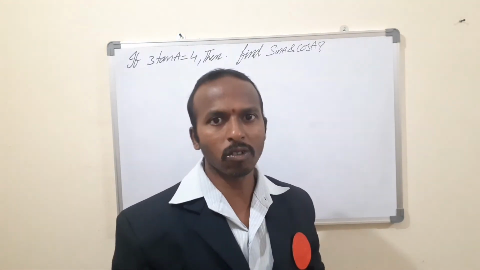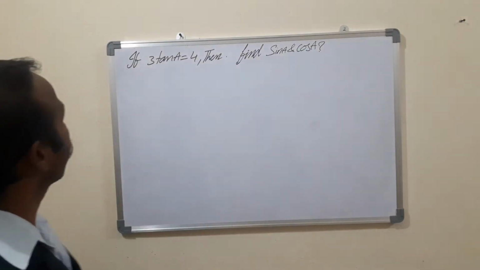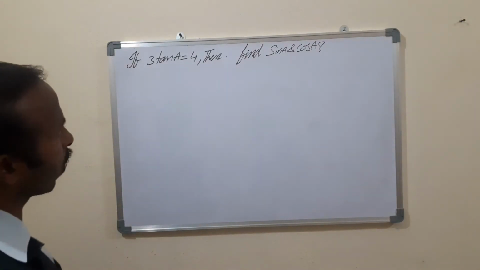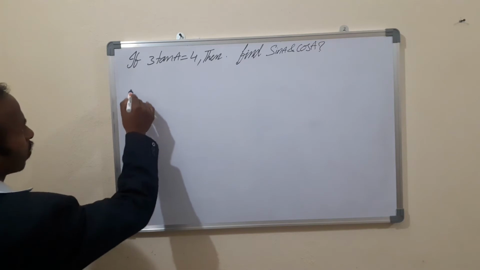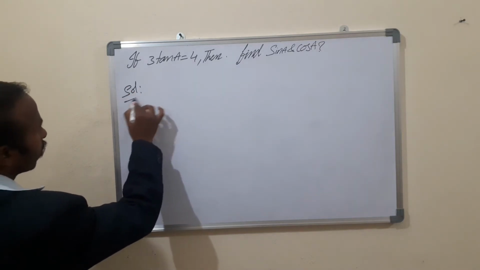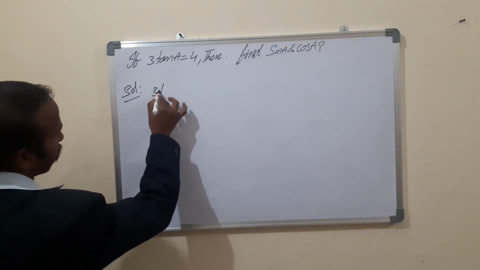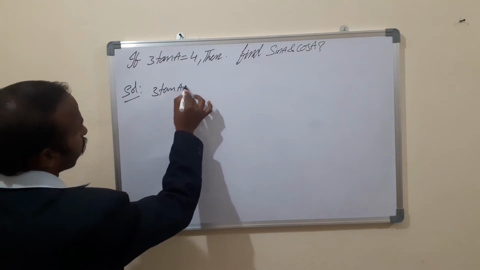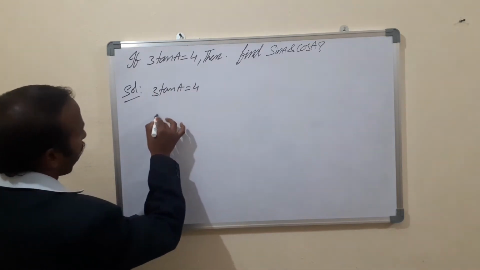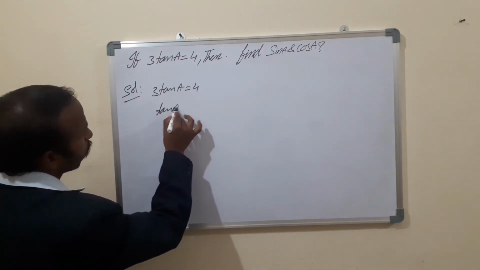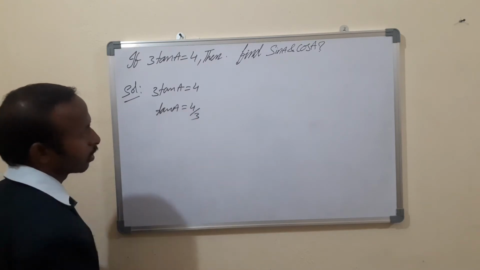Now we'll see the next question. It is on the screen. If 3 tan A equal to 4, then find sin A and cos A. Let's see the solution. Given data is 3 tan A equal to 4. Tan A equal to 4 by 3.